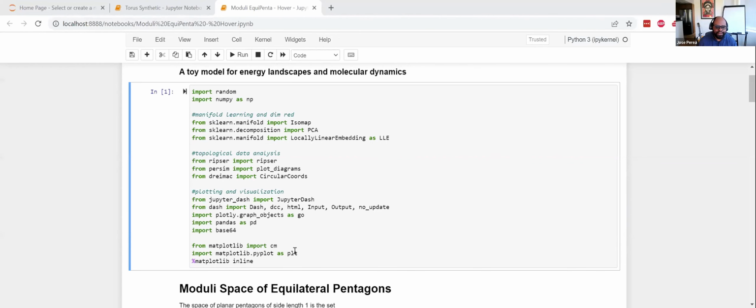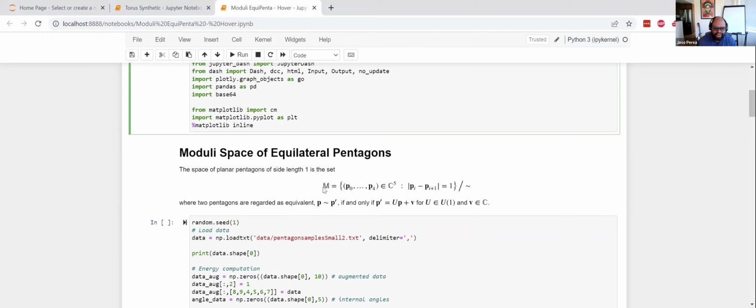So bear with me while I switch to another window. So hopefully now we're seeing some code. Okay, great. I'm going to go ahead and again just remind you what the data set is. It's the collection of pentagons on the plane with side length 1, and then 2 pentagons are deemed to be equivalent if you can rotate and translate one onto the other.